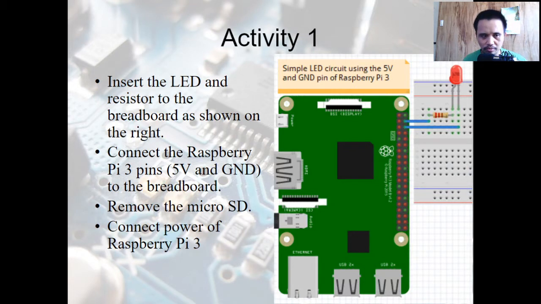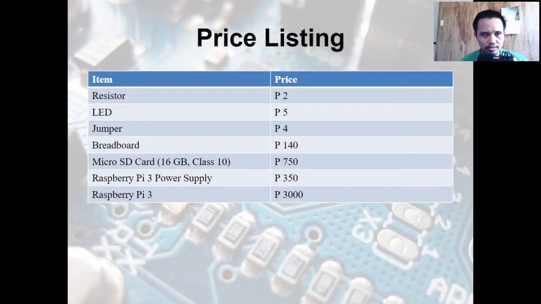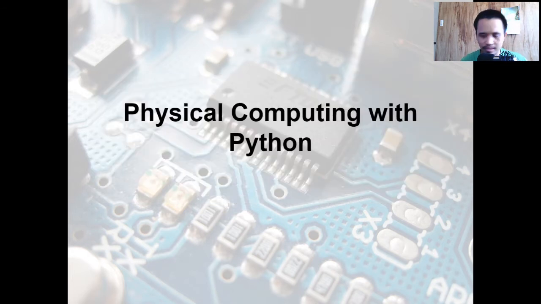So for the first activity last time, I let you just light up an LED using the 5 volt and the ground pin of the Raspberry Pi 3. And then I showed you this price listing so that you should have an idea of the prices. And then we moved on to the part where we do physical computing with Python.